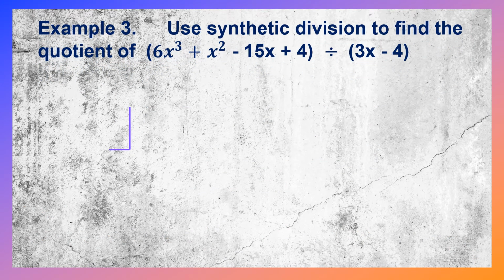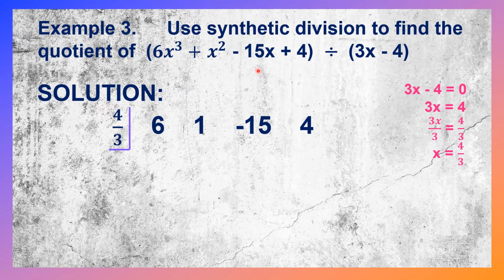Example number 3. Use synthetic division to find the quotient of 6x cubed plus x squared minus 15x plus 4 divided by 3x minus 4. So first look if the polynomial is arranged in descending powers. The powers are 3, 2, 1, then 0, so it is in descending powers. And as you can see, there is no missing term, so we don't need to insert a 0 coefficient.